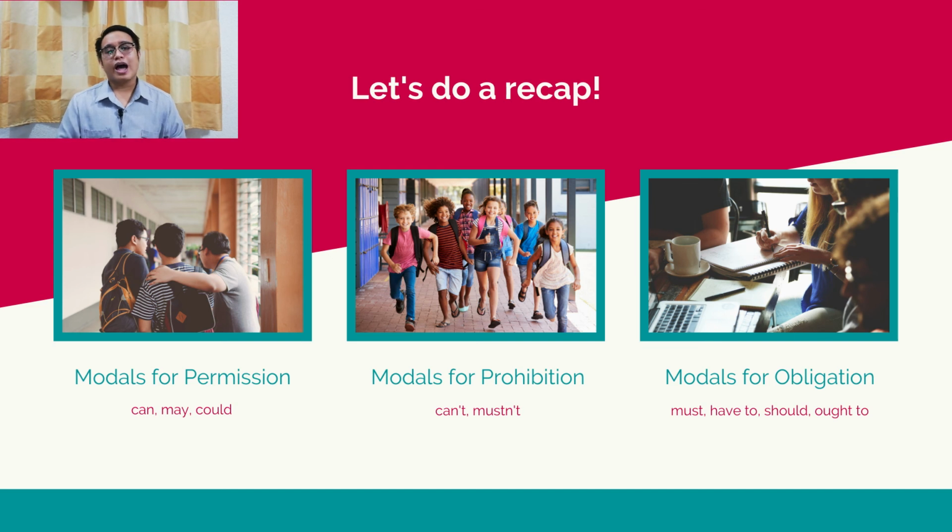Now, let's go to modals of prohibition, which is the can't and mustn't. Okay? For example, I can't go to the party today, or you can't do that. Or for example, I must not do that. Okay? And lastly, we have the modals for obligation. So we divided the modals of obligation into 2. We have the number 1, the firm obligation, and number 2, the recommendation. And for the modals of obligation, we have the must and the have to. And also, we have the should and the ought to.